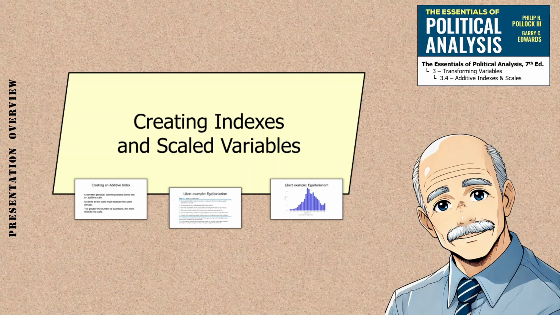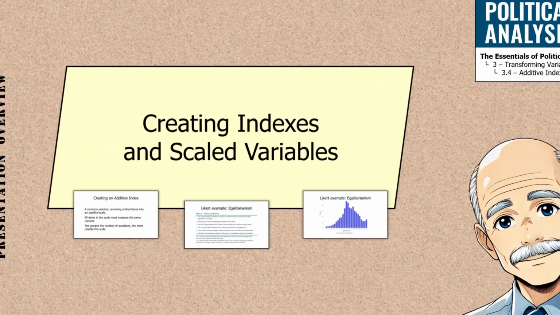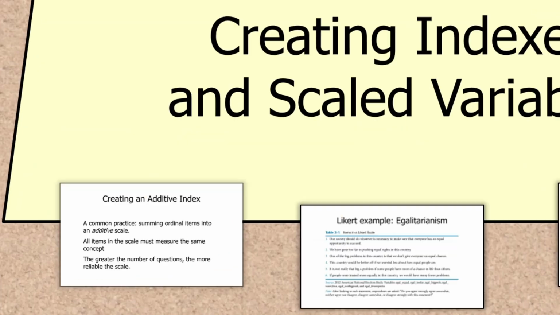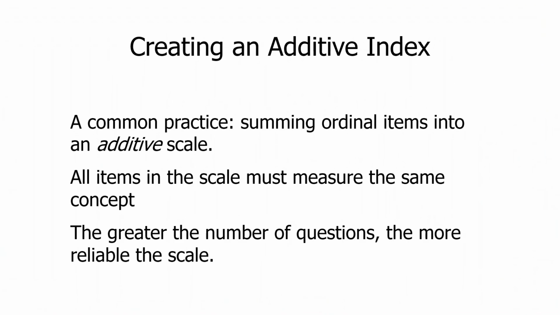This is a very common practice in political research: to sum ordinal items into an additive scale. We can get very reliable and useful scales of characteristics by combining codes of ordinal level variables. A very common type of ordinal scale is called a Likert scale. I'll give you an example in a minute.